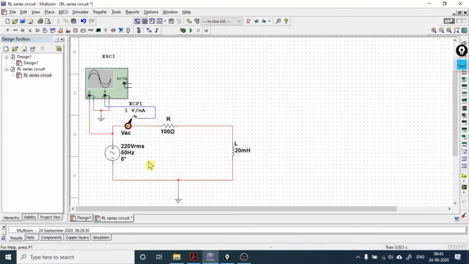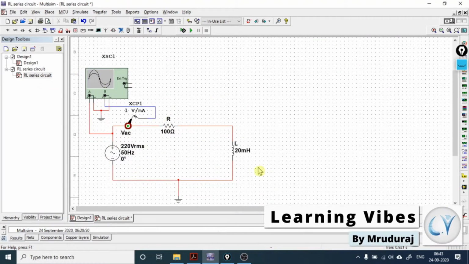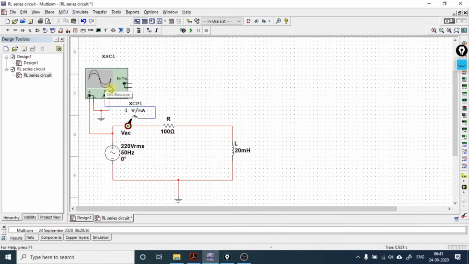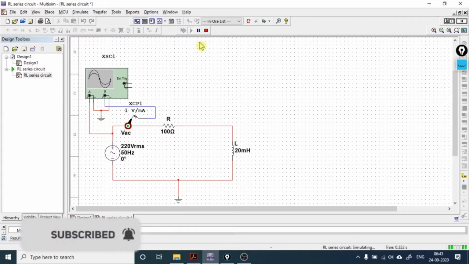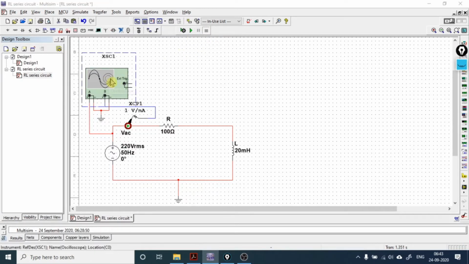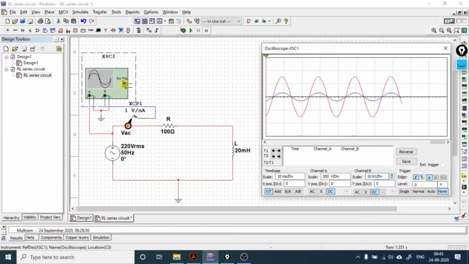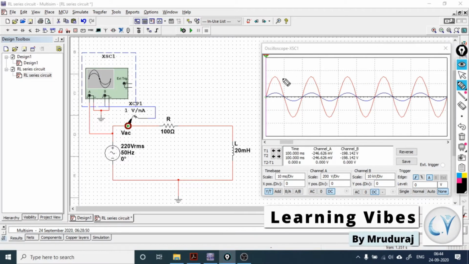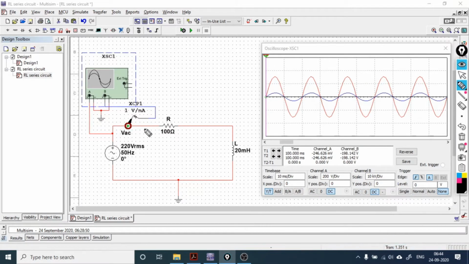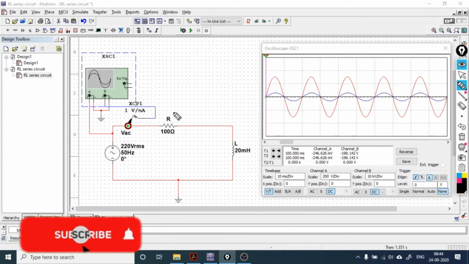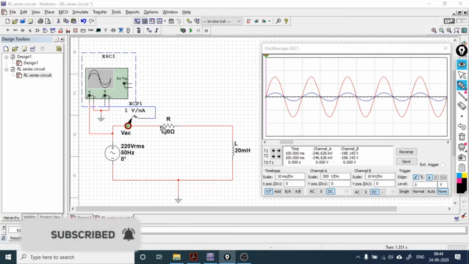Our source is of 220 volt, 100 ohm resistance and 20 millihenry of inductor. We have used the scope to measure the waveform. What we'll do first, we'll run this circuit, stop and observe the waveform. So now over here you can see that this is our supply voltage, this is the current passing through this branch. We have kept the value of resistance much larger than the value of inductor.